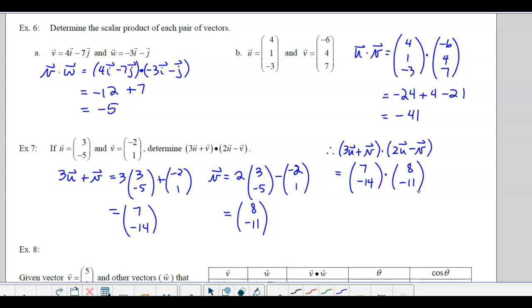I gotta fix the answer. This is correct. It's wrong here. I was doing this last night or the night before.